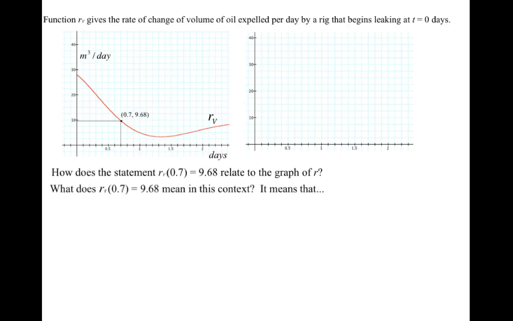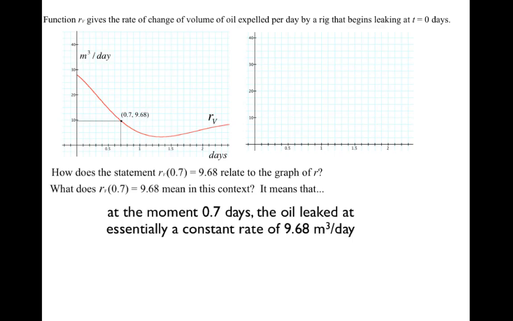So what does that mean in this context? And she articulated it very well. It means that at the moment 0.7 days, oil leaked at essentially a constant rate of 9.68 meters cubed per day.